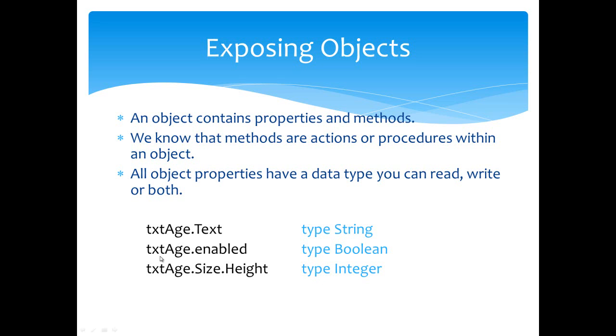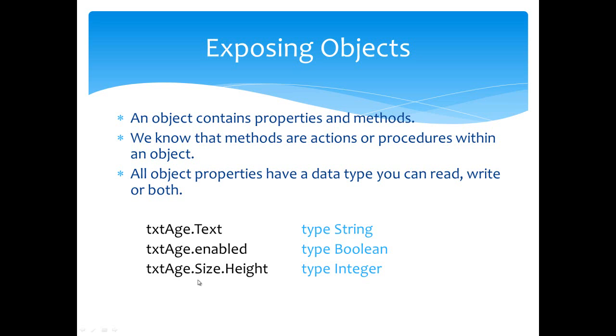Now notice I have another one down here called textAge.enabled. That's a type Boolean. Either that text box is usable, it's enabled, or it's not enabled. So that's going to be either set to true or false. And then I got another one down here called textAge.size.height, and I've got a dot width as well, and that's type integer. That lets me set how wide I want that text box to be.